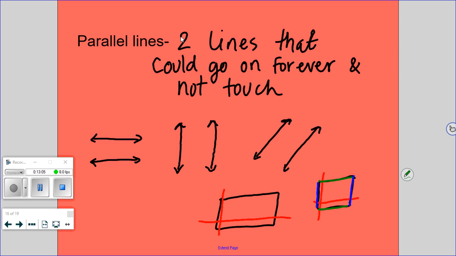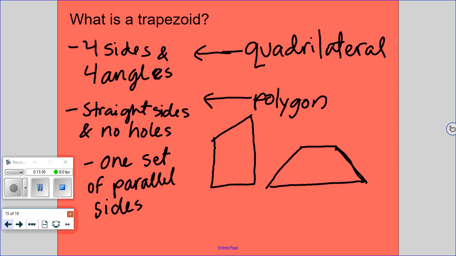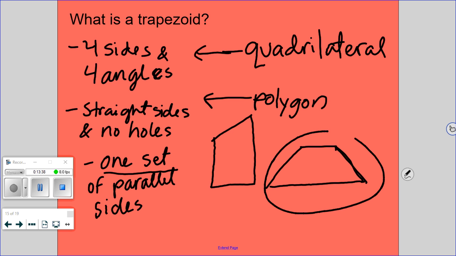Does that make sense? So Kylie, you're exactly right. At the corners, they do touch. So my top line and my side line, those are not parallel because they do run into each other. But my top and my bottom line, those two, because they're opposites, are parallel. Does that make sense? All right, so let's go back and visit our trapezoid. It said there is one set of parallel sides. Look at this shape. Can you find the parallel sides where if they go on and on forever and ever, they won't touch?